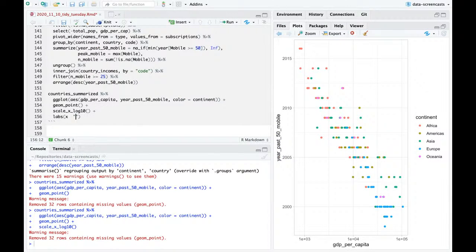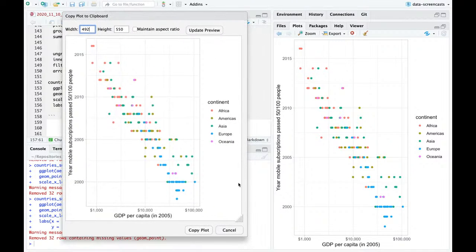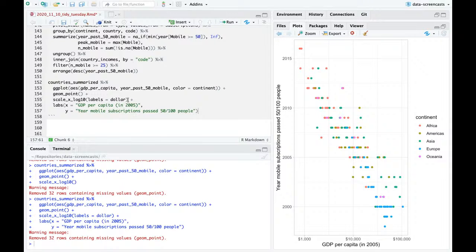I'm going to polish this a little bit. I'll say GDP per capita in 2005, and I'll say scale labels equals dollar. And I'll say Y, year mobile subscriptions past 50 per 100 people. And I can do a couple of things. I can fit models, like a linear model. I think the other thing I can do is size it.